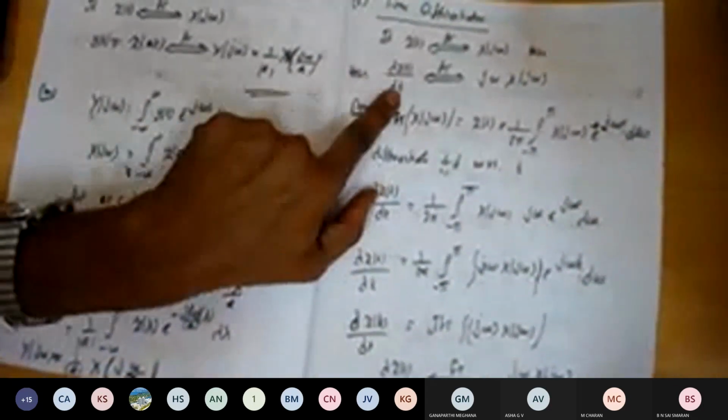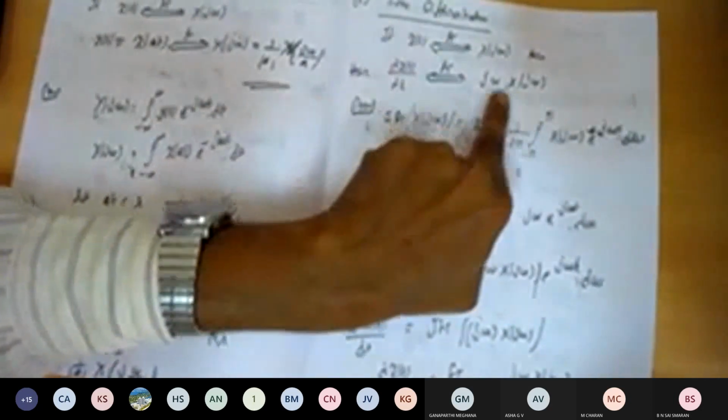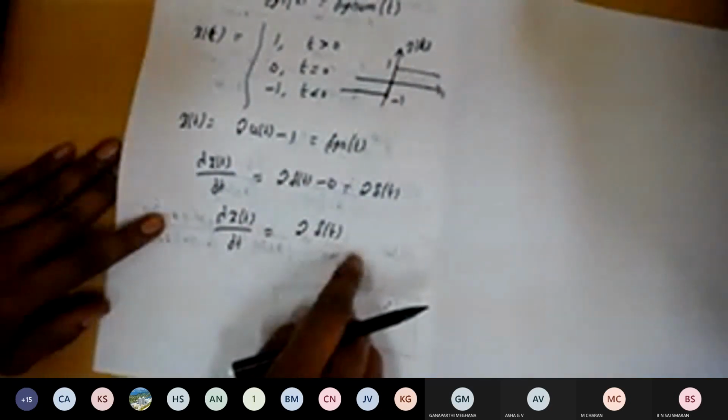Yeah, so this is a differentiation in the time domain, that is dx of t by dt. If I take the Fourier transform of this one, it will become j omega into x of j omega. Now what I will do is I'll take Fourier transform on both the sides.